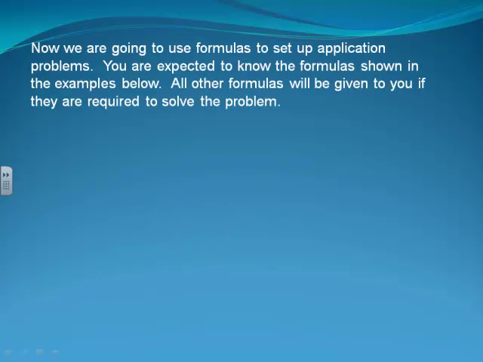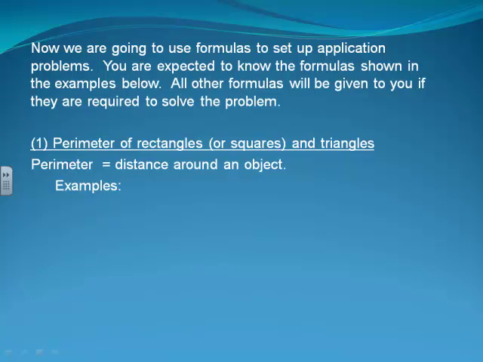Now we are going to use formulas to set up application problems. You are expected to know the formulas shown in the examples below. All other formulas will be given to you if they are required to solve the problem. Okay, so we're going to keep it simple in terms of what you have to memorize. The first type of formulas that I want you to be familiar with is perimeter of rectangles or squares, which are special types of rectangles, and triangles.